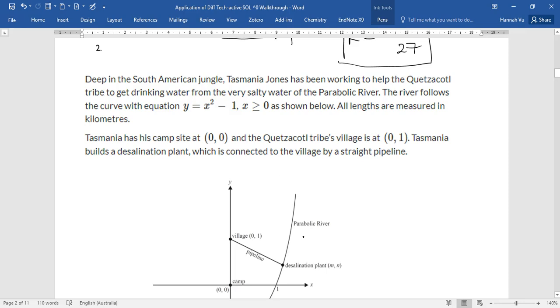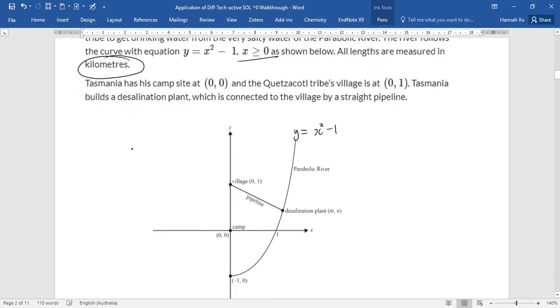Okay, so this is your parabolic river. The river follows this curve with equation y equal to x squared minus 1. So the domain is x greater than or equal to 0. I'm not sure if it's useful. All lengths are measured in kilometers. Not sure if that's useful either, but we'll see. Tasmania has his campsite at 0, 0. So they very highly labeled the diagram for you. And the village is at 0, 1.